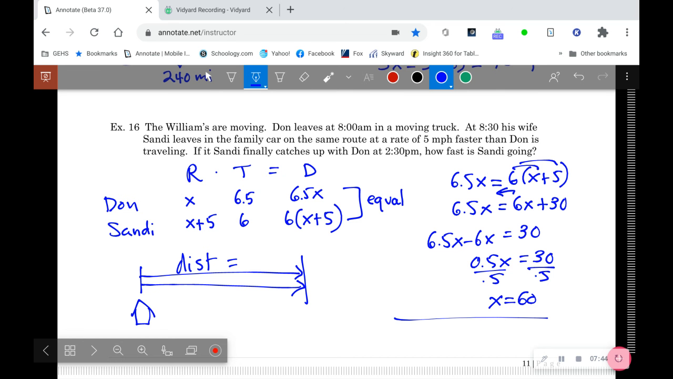Well, I'd say that's the answer, but the question that was asked us is how fast is Sandy driving, and you can see that x is not Sandy's speed, it's Don's. So that's how fast Don is going, and we simply plug that information into the expression x plus 5 equals 60 plus 5, and Sandy's going 65 miles an hour. And that's the one that's asked about.